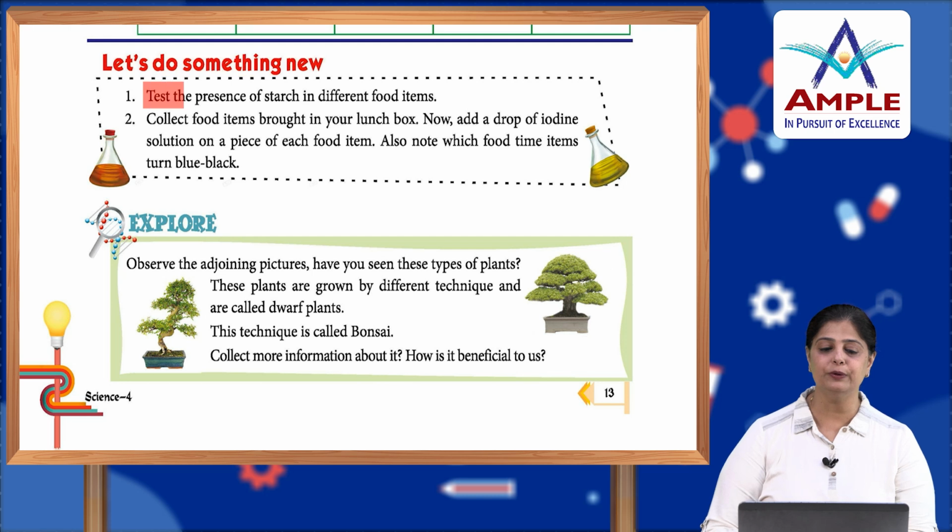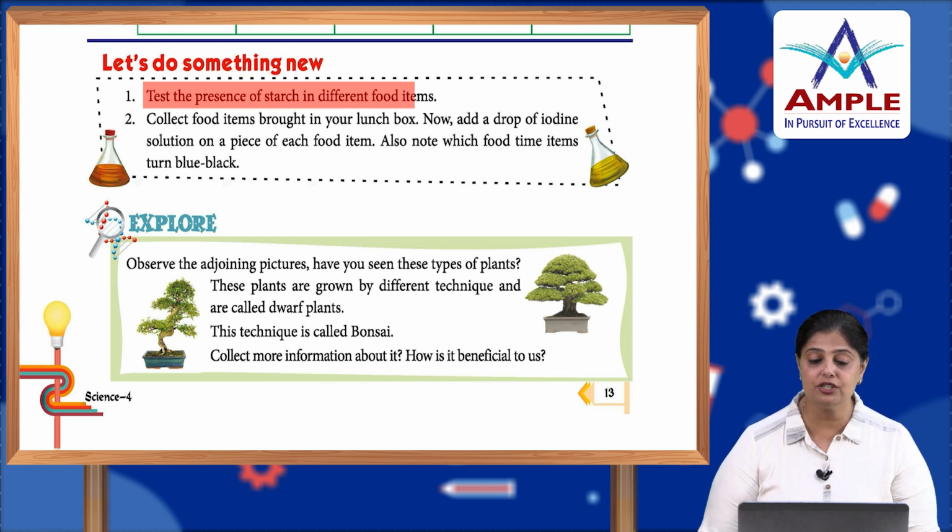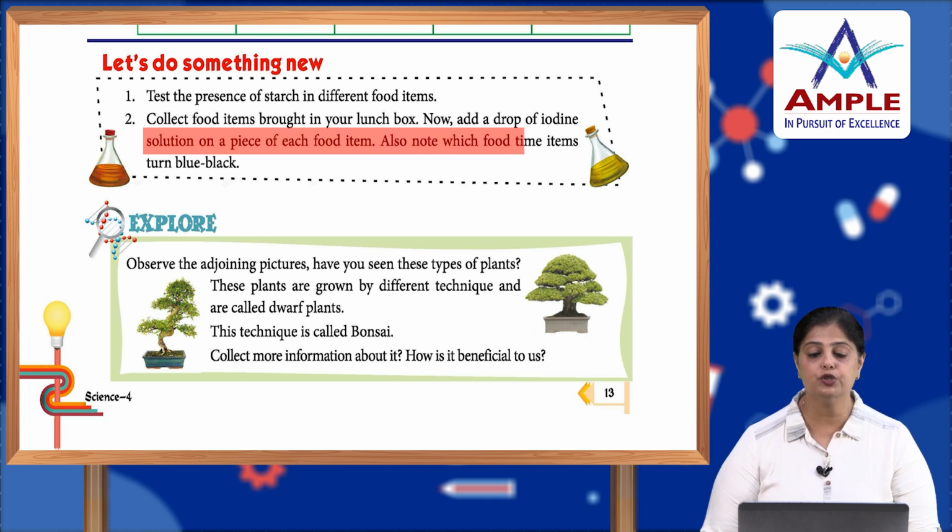Now, let us do something new. You have to test the presence of starch in different food items. We have already done this experiment, so use that. Now, collect food items brought in your lunch box. Add a drop of iodine solution on a piece of each food item. Also note which food item turns blue black. This is how you will test it.